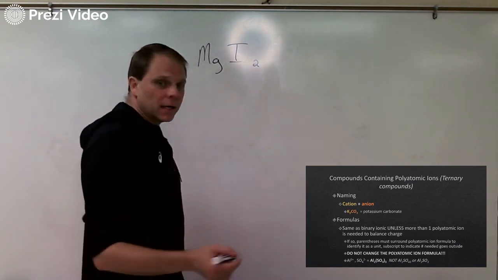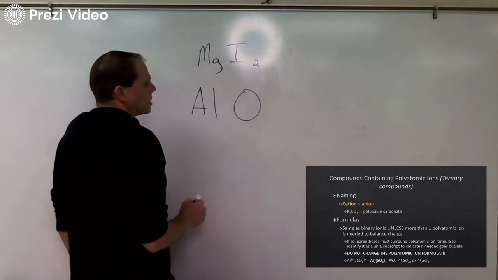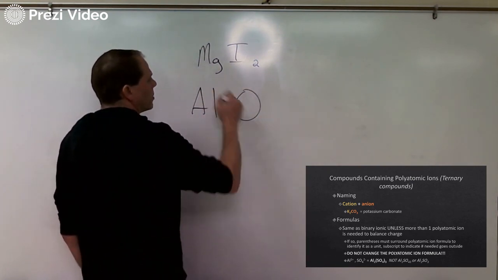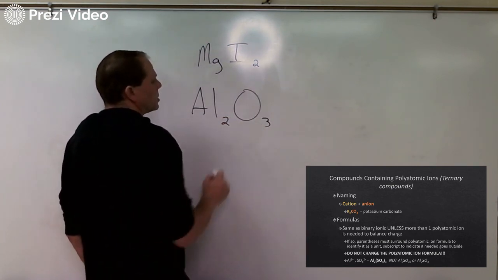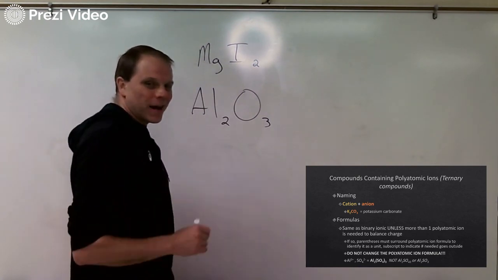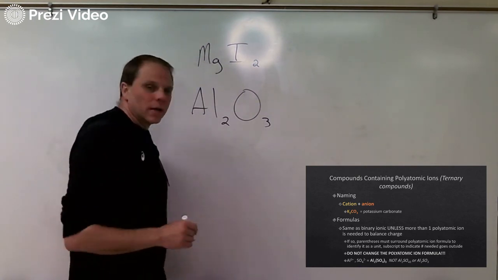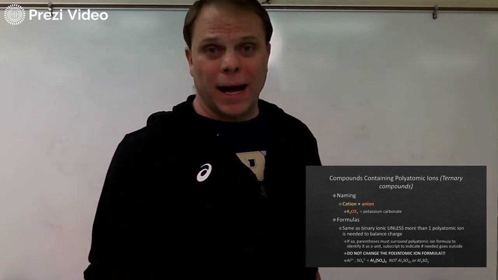If I were combining aluminum and oxygen, aluminum has a 3 plus charge, oxygen has a 2 minus charge, so if I crisscross the 3 from aluminum and the 2 from oxygen, I get Al2O3. Did you get it right? For the next one, calcium and bromine, what are those going to be? Well, calcium only has 1 charge, so it's calcium bromide.